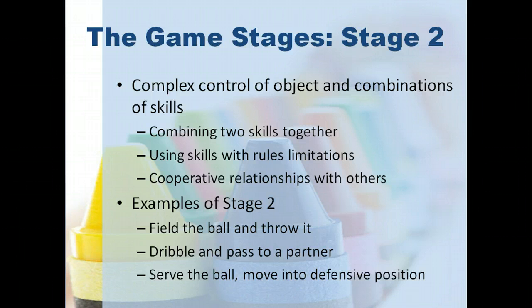At game stage 2, the complex control of an object or combinations of skills is what happens in this stage, using skills with rule limitations, and of course also having cooperative relationships with other people. Examples at stage 2 are fielding the ball and being able to throw it, dribbling and passing to a partner, serving the ball and moving into a defensive position. Those are all more complicated skills than in stage 1.